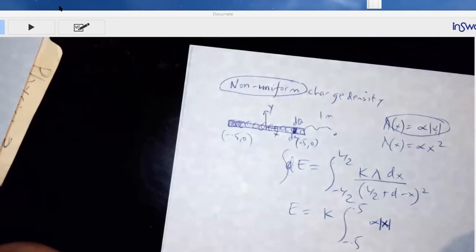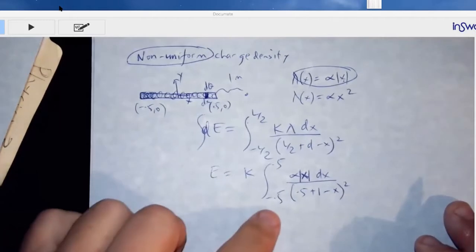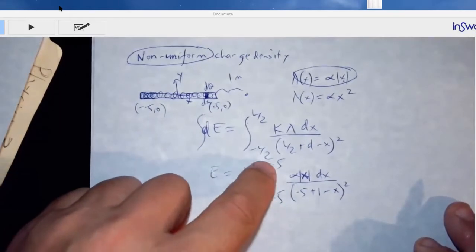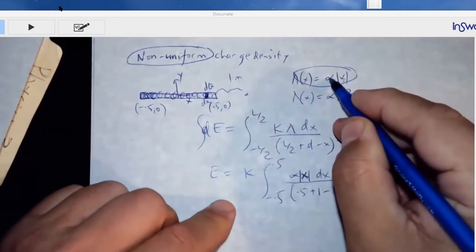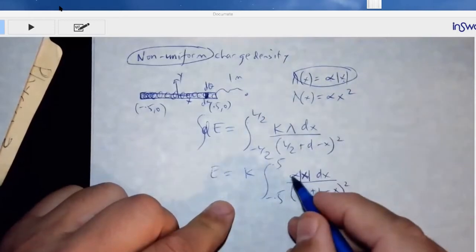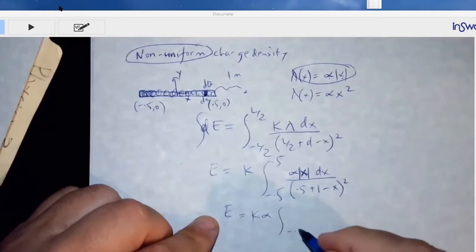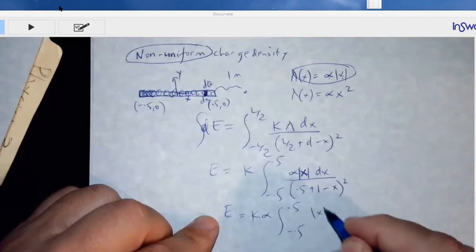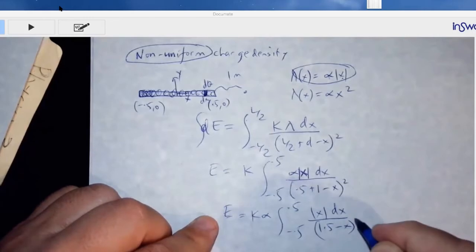Alpha absolute value of x dx over, and then this is going to be a half plus 1 minus x. Right, this one I can't go 0 to 0.5 and double. Remember, it's not symmetric. So then the alpha is some constant that I'm going to have to solve for. So then I take that out of the integral, k alpha absolute value of x dx over 1.5 minus x squared.